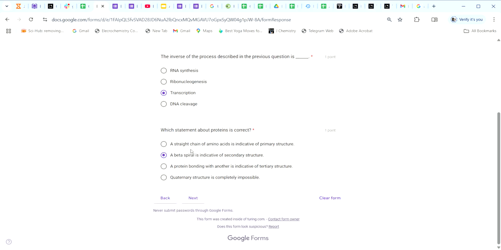Straight chain of amino acids is indicative of primary structure. Beta spiral is indicative of secondary structure. Protein bonding with another is indicative of tertiary structure. Quaternary structure completely.